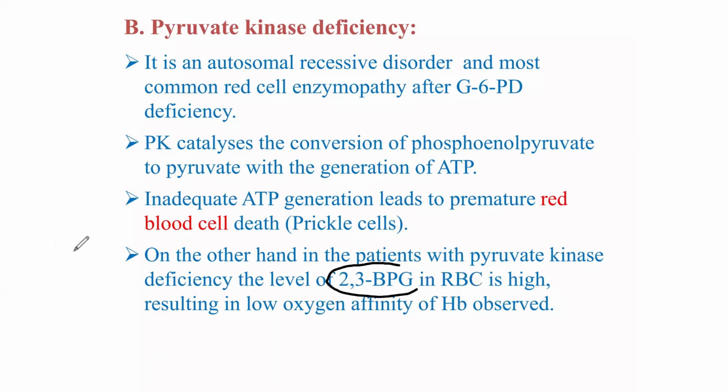So this is what is happening here. Two things actually affect the red blood cells. Number one, there will be a high 2,3-bisphosphoglycerate, which affects the hemoglobin affinity to oxygen, and also the inadequate ATP generation, which also causes hemolysis of the red blood cell.